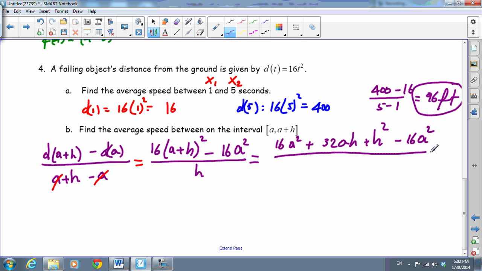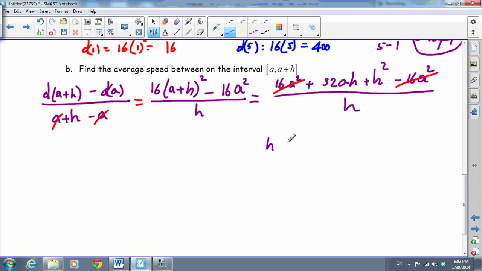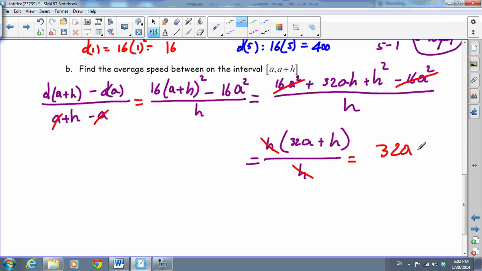Once again, this is like your after party 3, I believe. This is over h. Now I can simplify even more. The 16a squared and negative 16a squared will cancel, and I can factor an h out of these two. So if I factor an h out of those two, I will have h times 32a plus h over h. The h will cancel, and I'm left with 32a plus 16h. I forgot to put a 16 here. All right.